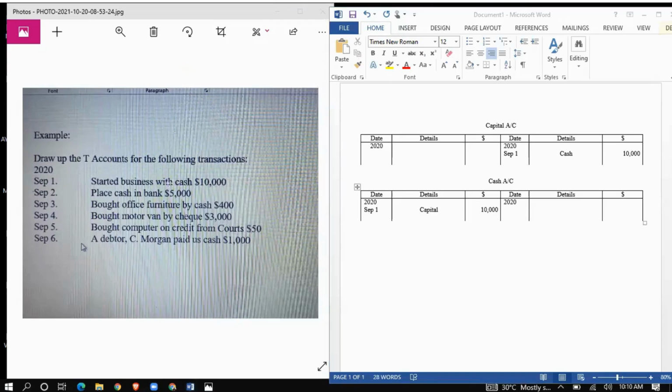The two accounts that are affected here are capital and cash. Good? Two accounts. And double entry simply means that in one transaction, you'll have two accounts affected. And for every debit entry, there is a corresponding credit entry and vice versa. Is that clear? Let's try the second one.